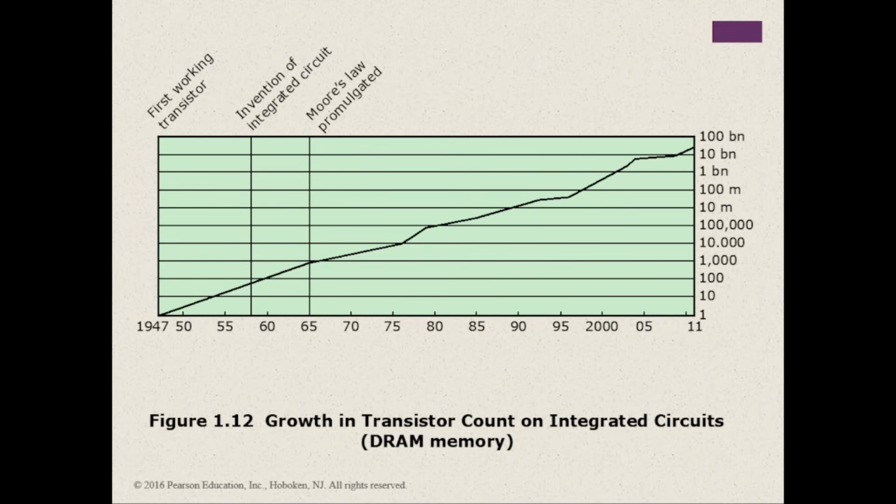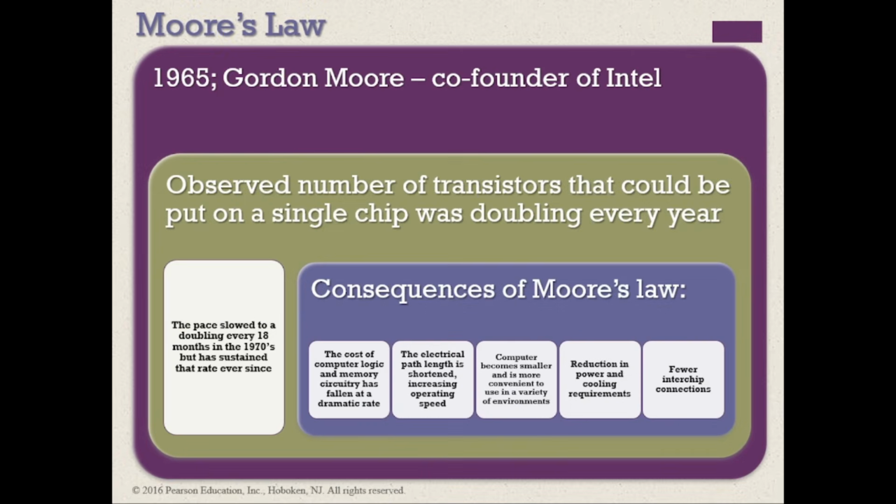To the surprise of many, including Moore, the pace continued year after year and decade after decade. The pace slowed to a doubling every 18 months. So it means that earlier, Moore observed it was year after year, but then it slowed to 18 months, or 1.5 years, in the 1970s, but has sustained that rate ever since. Okay, so we have Moore's Law. A further detail of Moore's Law.